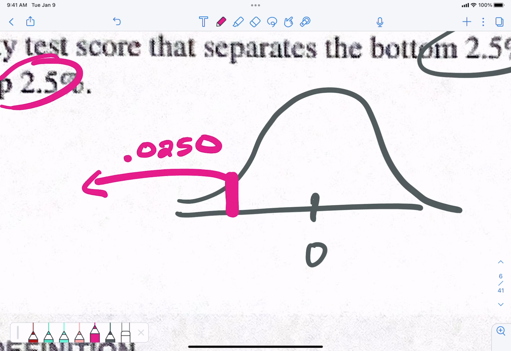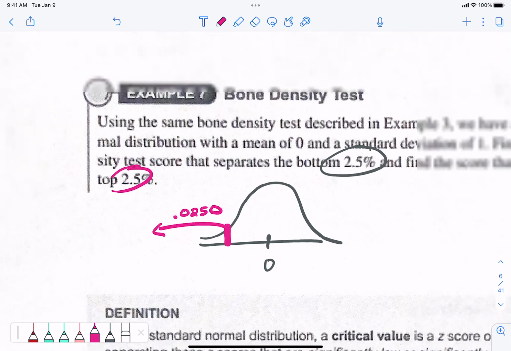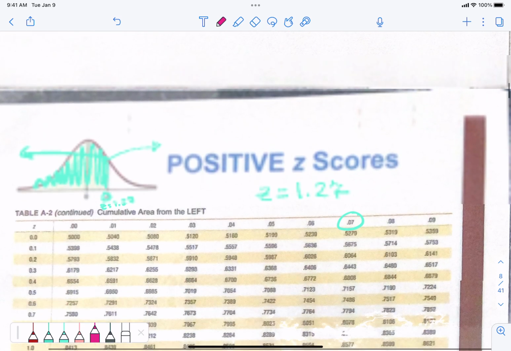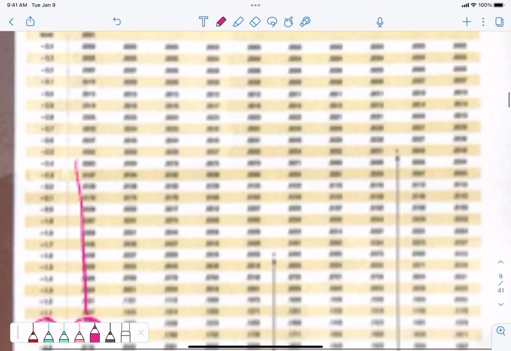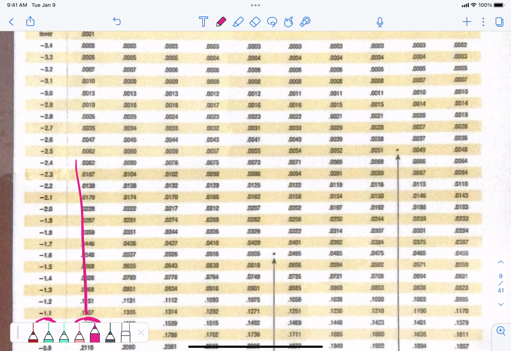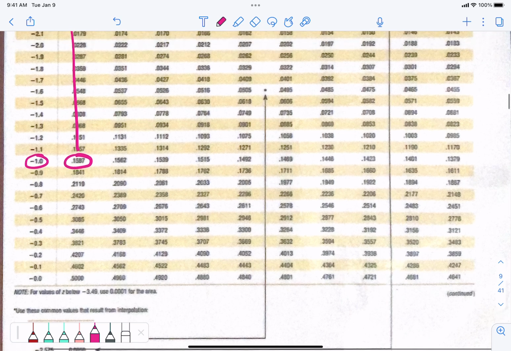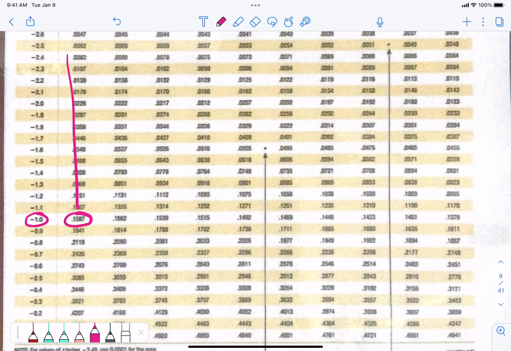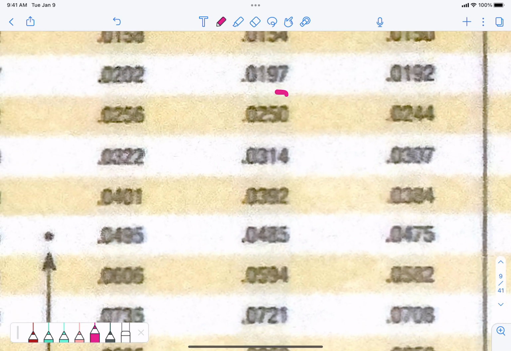0.0250. That's what I'm looking up in the chart. Are you on the positive chart or the negative chart? Negative chart. 0.0250 on the negative side. 0.0250. They have a star for that one also, I think. No, they don't. 0.0250 right here. It's perfect.